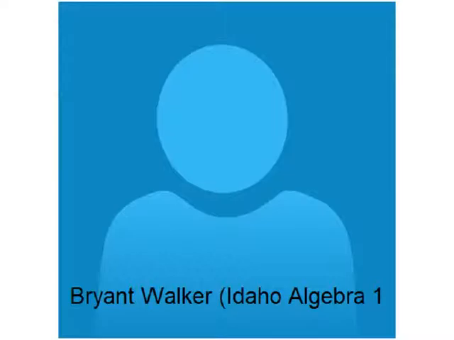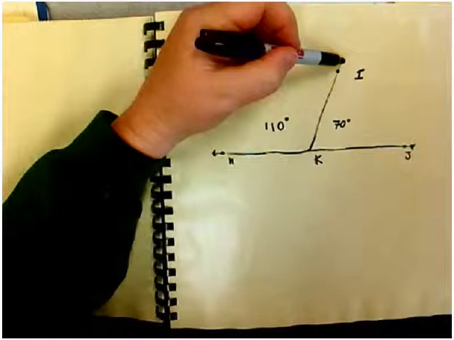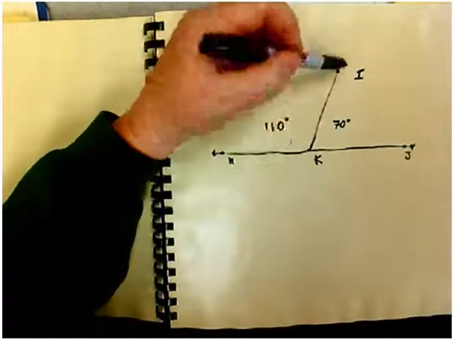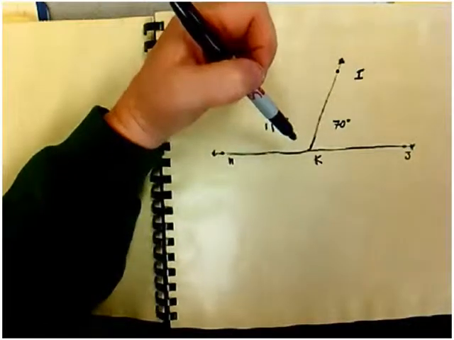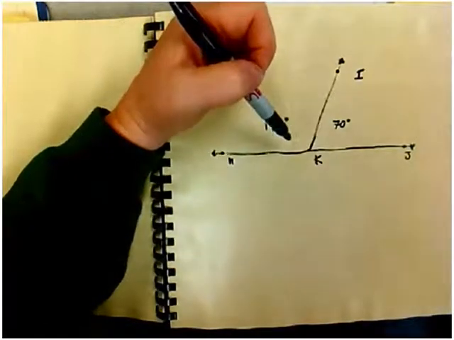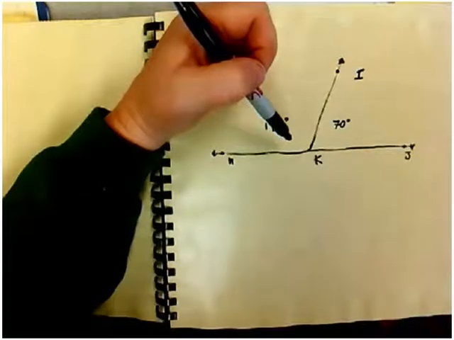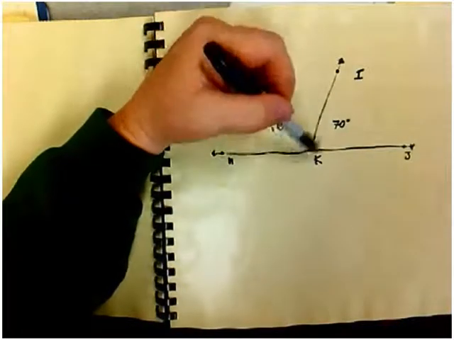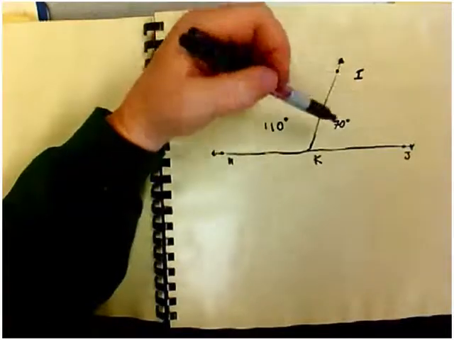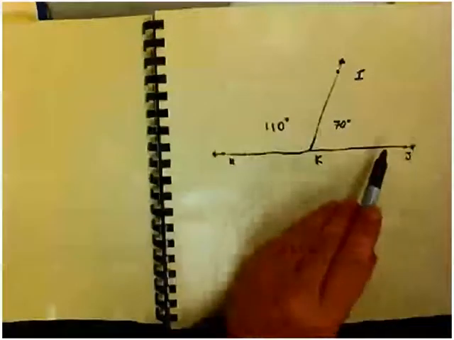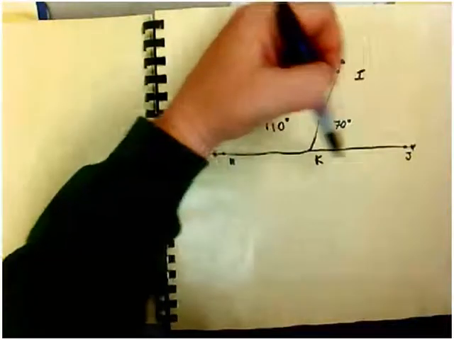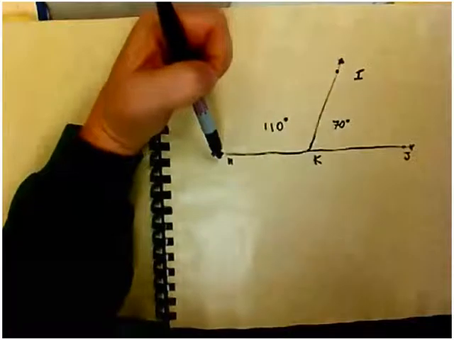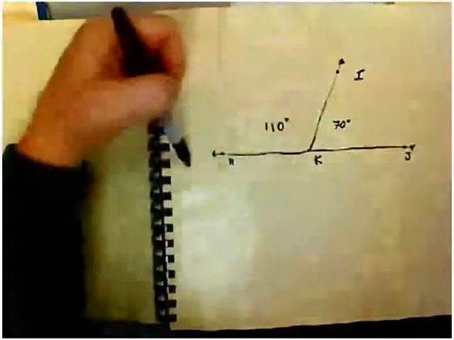Adjacent. They're also adjacent because they have a common vertex and a common side, that ray KI, and they are also called what else? Linear. Yes. We got the trifecta going on here, don't we? We've got supplementary angles, we've got a linear pair, and they're adjacent. That's very important to remember because if you put your brains on, going from point J through point K to point H, that's a line, isn't it?